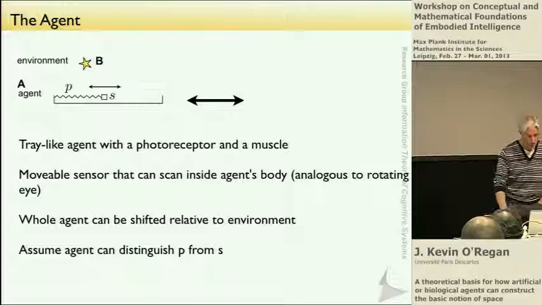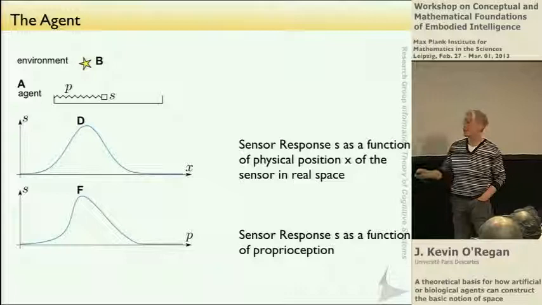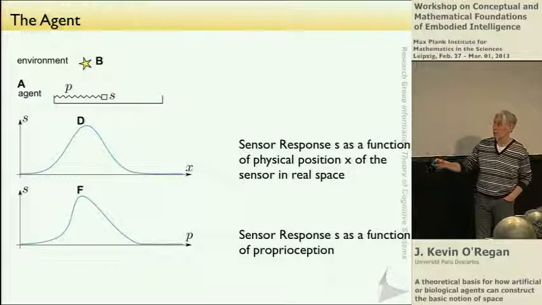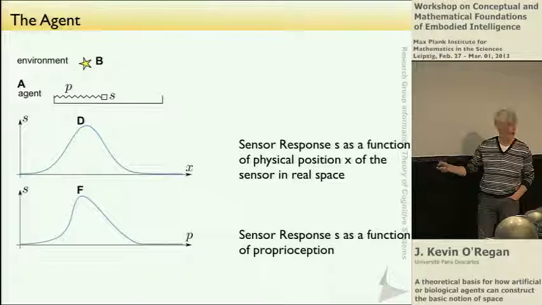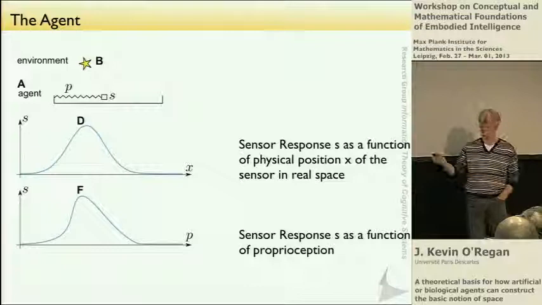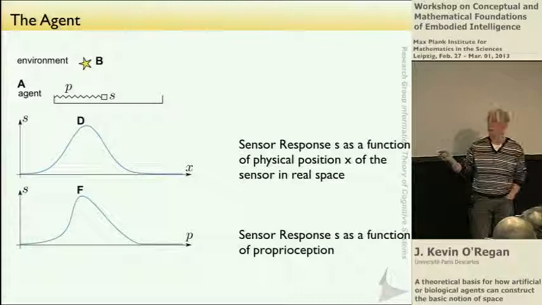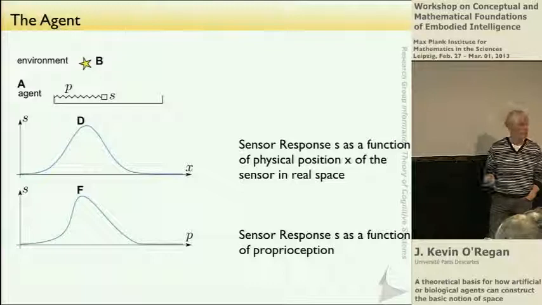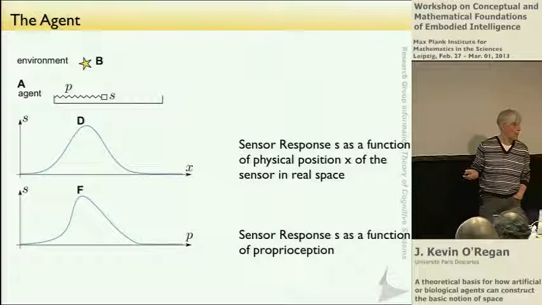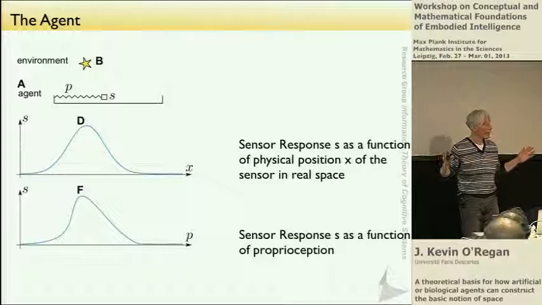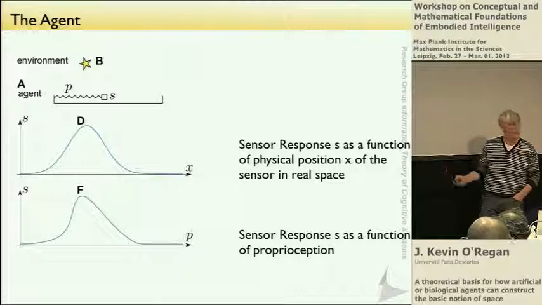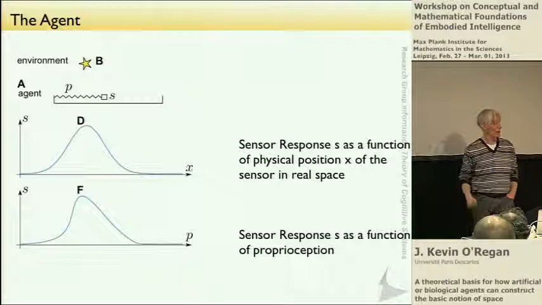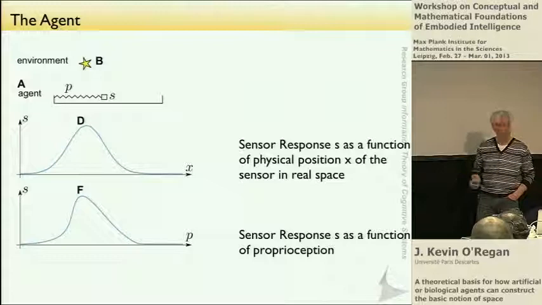So let's have a look at what the agent sees. First of all, as the agent scans with its photoreceptor backwards and forwards here, we know that the output of the photoreceptor will follow some law like this, as a function of x, physical space underneath the environment. The trouble is, the agent does not know what physical space is. It has no notion of space at the moment. So x does not exist for the agent. All the agent has is p, proprioception. And the link between proprioception and physical space is some arbitrary complex, nonlinear link. It doesn't matter. What's important is that there is some systematic link, and so we get some response from the photoreceptor as a function of changes in proprioception. So this is the scanning of the environment done at one moment.